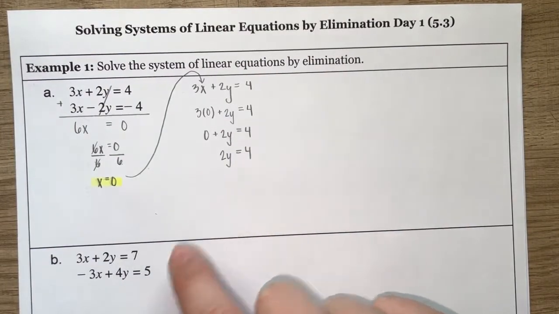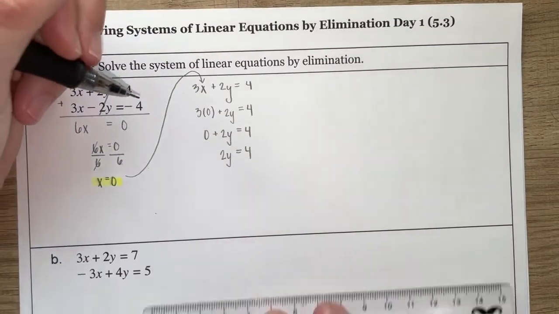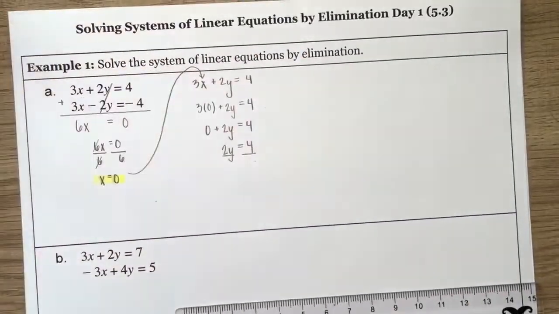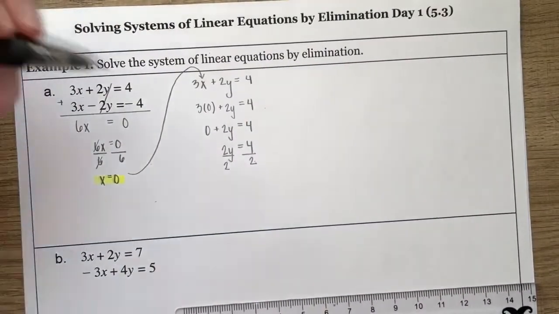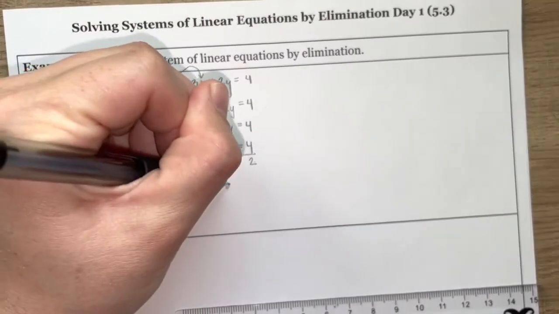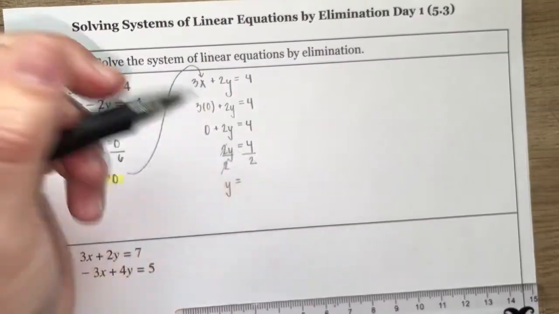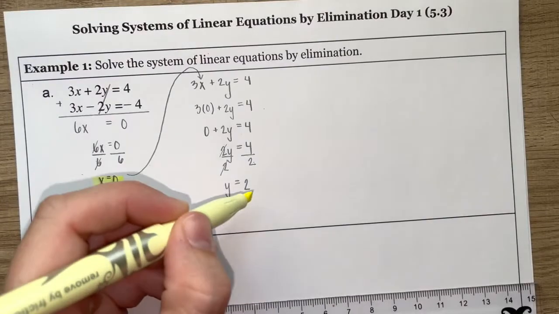And then now if I want to solve for y, I have to get y by itself. Right now there's a 2 being multiplied by the y. So to undo that multiplication of 2, I'm going to divide both sides by 2. And then 2 divided by 2, that cancels out. I'm left with just y on the left side of the equal sign. And then 4 divided by 2, that's 2. So we end up with y equals 2.